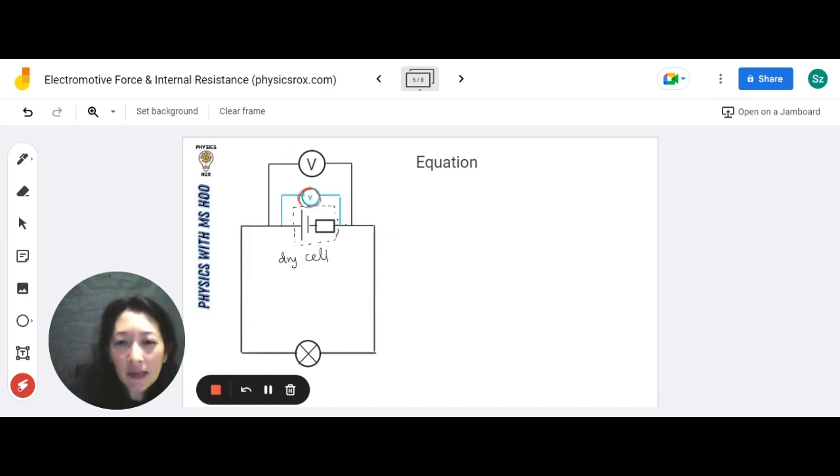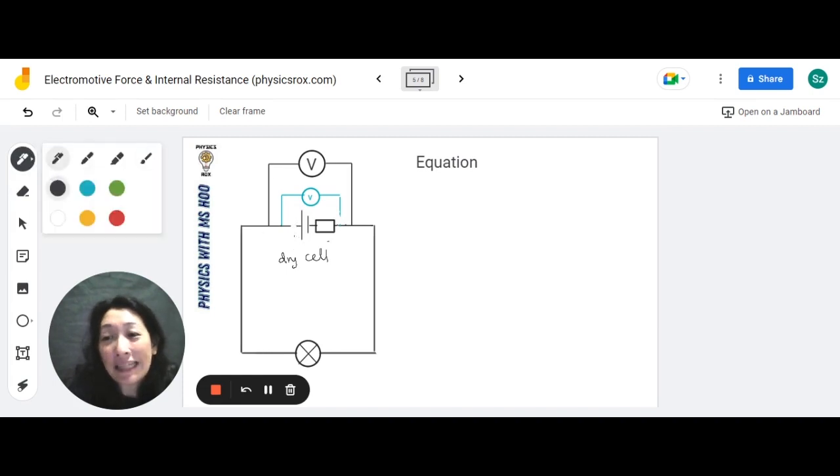Now, this particular blue voltmeter, I made it smaller on purpose. I want you to imagine that this represents the voltage that we could measure of the dry cell. So, in fact, I should fix this by putting the voltmeter inside the dry cell. Now, of course, it's not technically possible, but imagine that this little blue voltmeter is measuring the voltage or the potential difference of the dry cell, of this tiny little resistor. Now, why are we doing this?